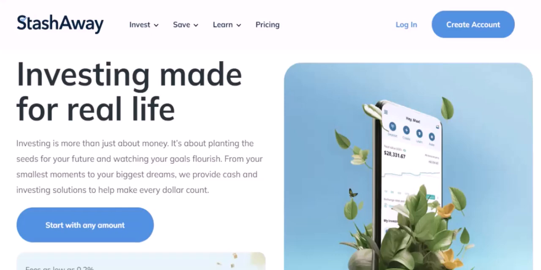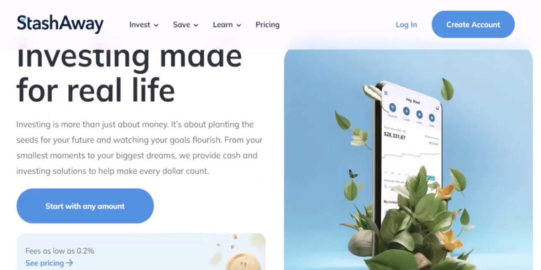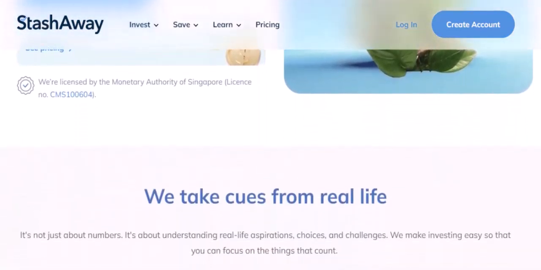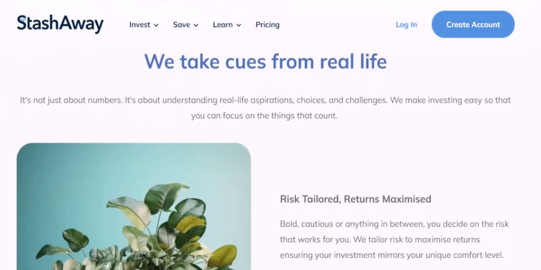Important considerations. Market volatility. The value of your investment can fluctuate. It's advisable to check the current market value before withdrawing. Withdrawal fees. Some platforms might charge a fee for withdrawals. Check Stashway's specific terms and conditions.